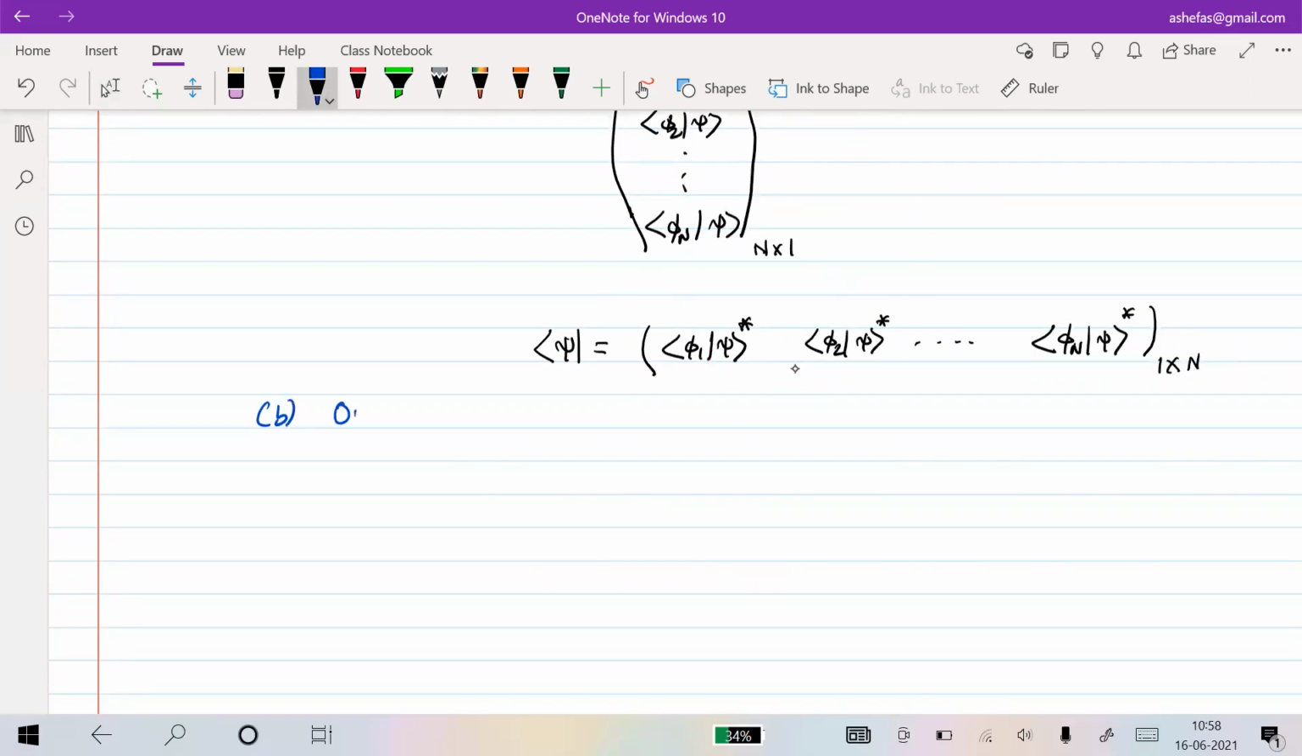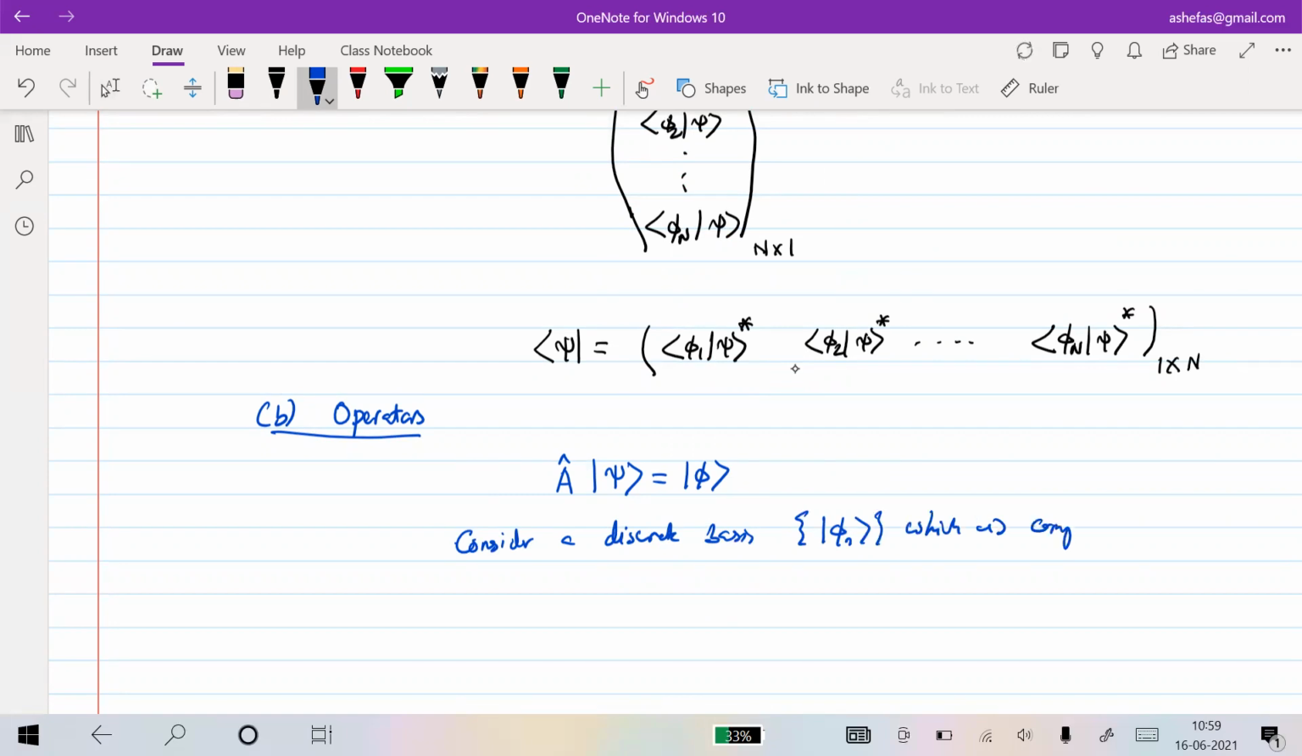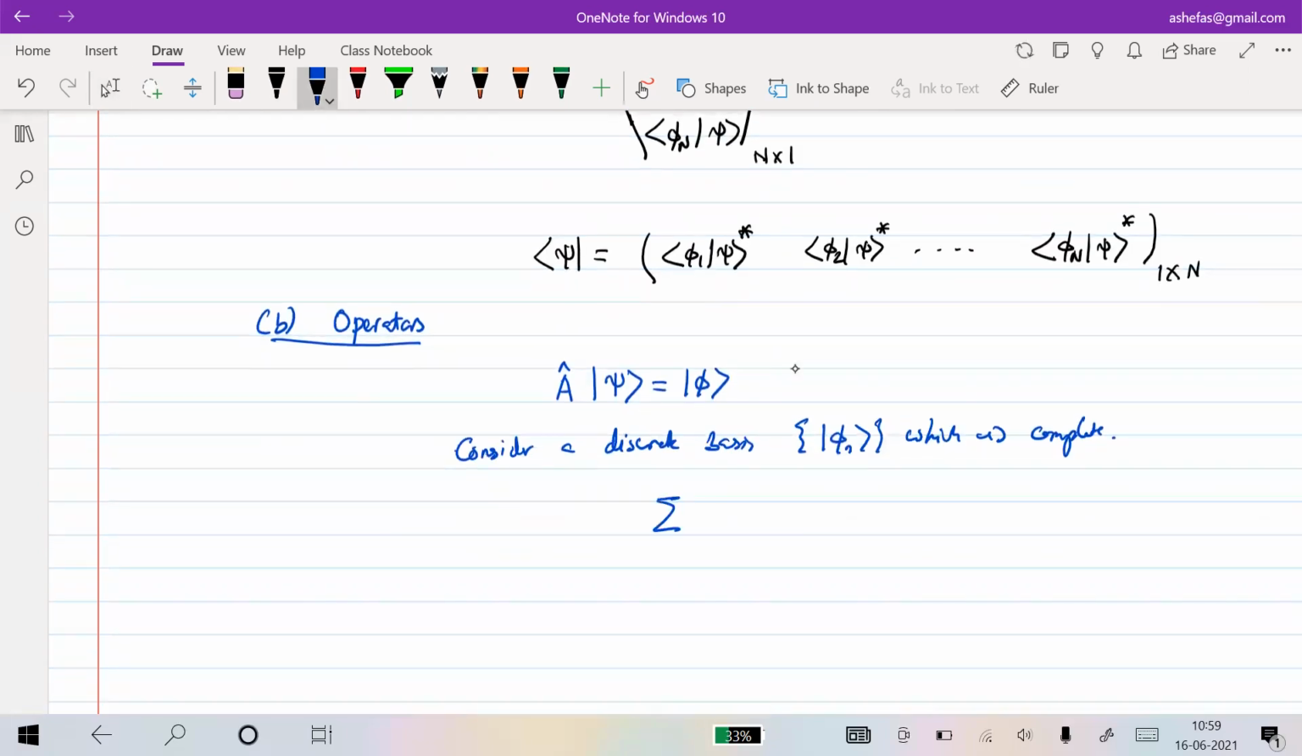Next, we can discuss the representation of operators in a discrete basis. Now the operator A is some mathematical quantity which transforms one vector into another vector. How can we represent this in terms of a discrete basis? So again, consider a discrete basis, the kets phi n, which is complete. If it is complete, then we can write the sum over n from 1 to N of the outer product |phi n⟩⟨phi n| would be the identity.